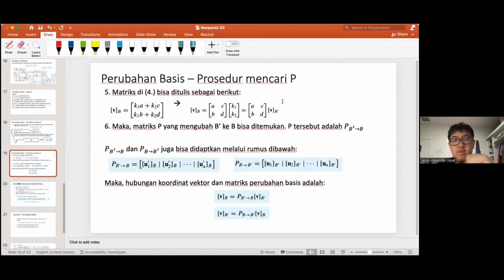Then from here, we can find the matrix P that transforms the new basis to the old basis. And this is the P. It might seem very, very confusing from here, but if I show you in the example, you're not going to get confused. Don't worry.